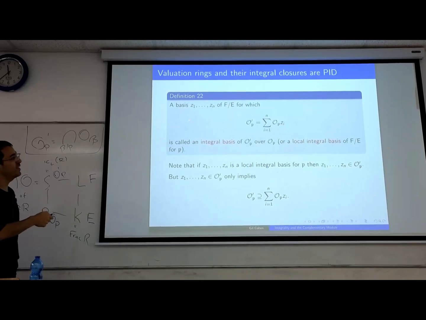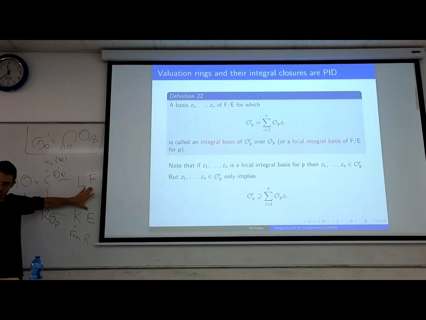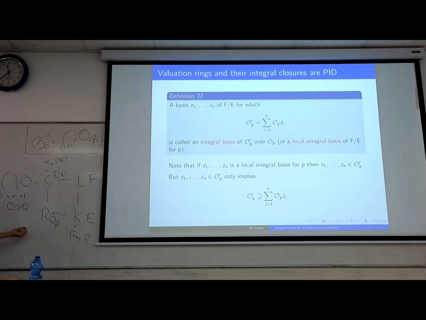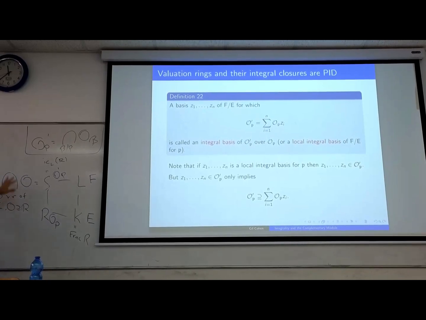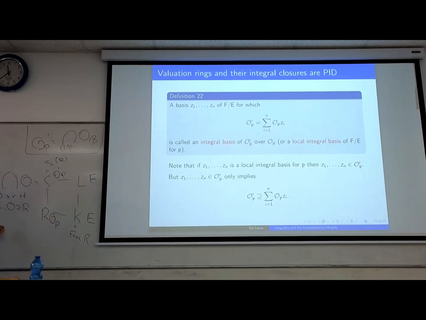Okay, so definition. You have this field extension F over E, and what you want to do is understand the point downstairs, little p, and what are the P's above it, what are the E's and the F's and so forth. For that, you want to choose a basis of F over E, as an E-vector space, which is nice with respect to that little p. So with this in mind, this is the definition.